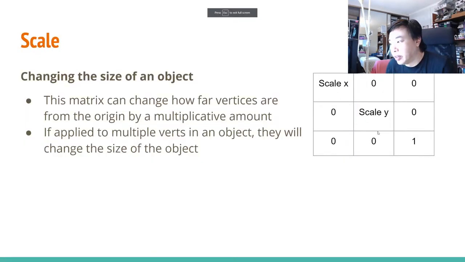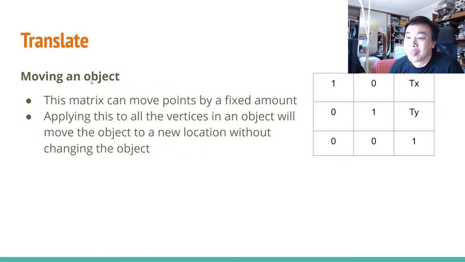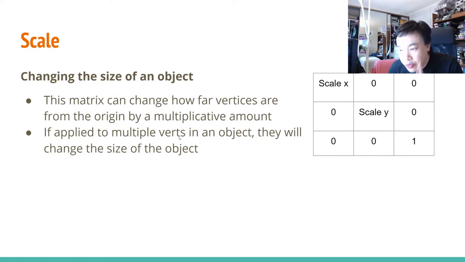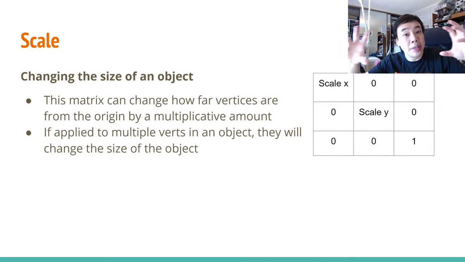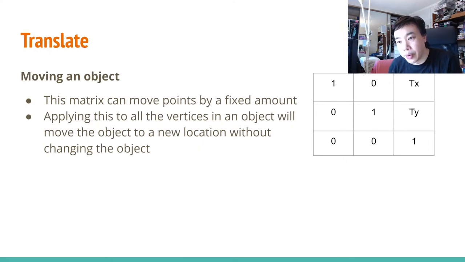So that is scale. Scale can work in either of those dimensions, and you've seen the maths of it working. I'm not going to do the maths for the others as well. Translate. And also, important, if we apply this to multiple verts in the object at the same time, that will change the size of the object in different dimensions, right? So we've seen the difference between one object, one vert just moves. But applying the same matrix to multiple verts changes them in different ways, which is important.